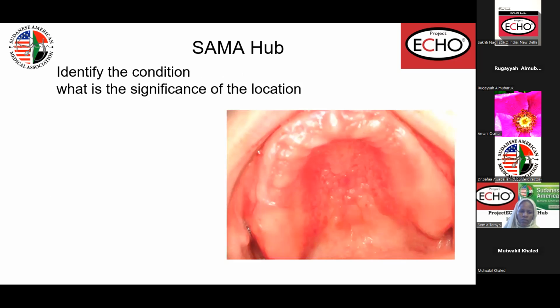Moving on. This condition, I want you to identify the condition and the significance of the location. Why is the location special?